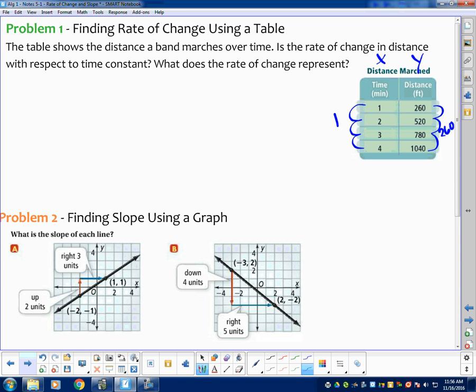If you add 260 each time, it's going to give you that. So, is the rate of change constant? Yes, because we're going up by a minute here and we're going up by 260 feet over here. So you need to have this written down. The rate of change is constant.